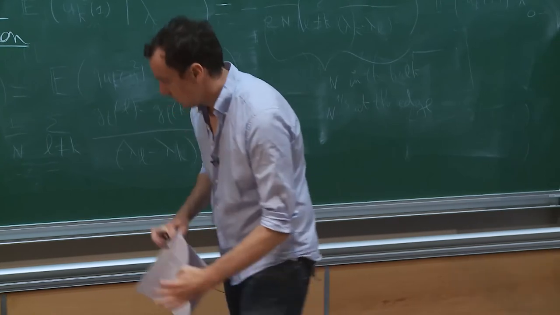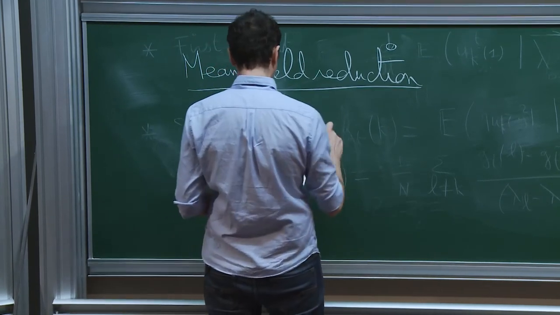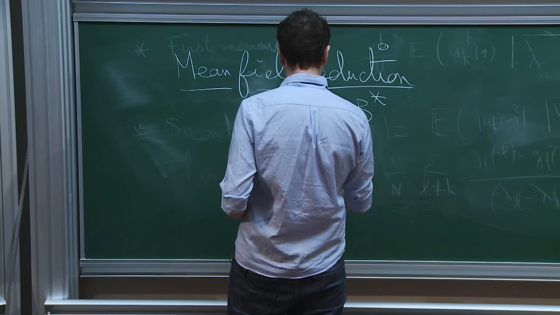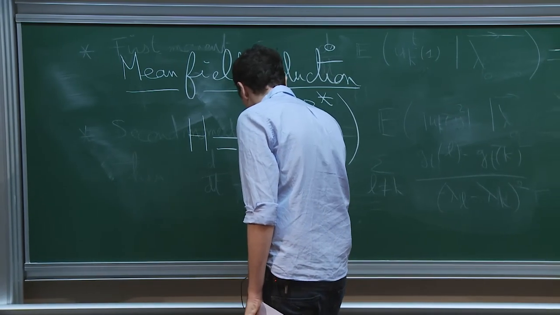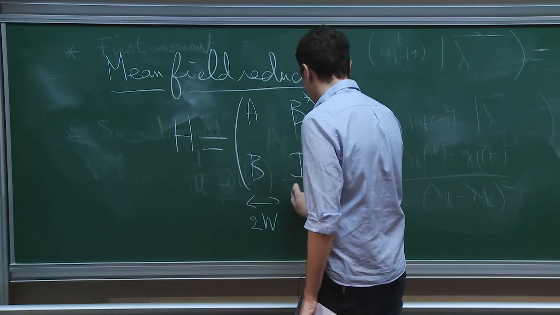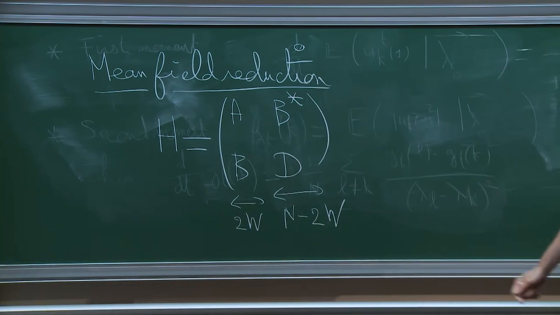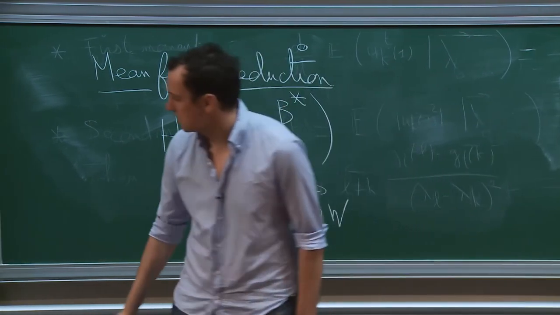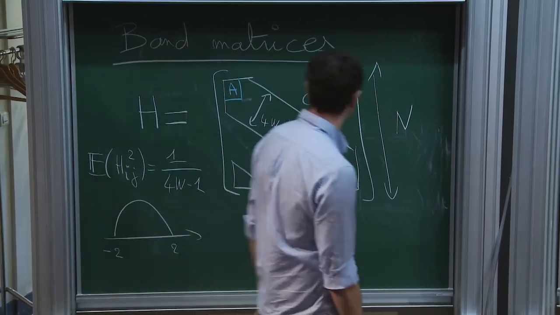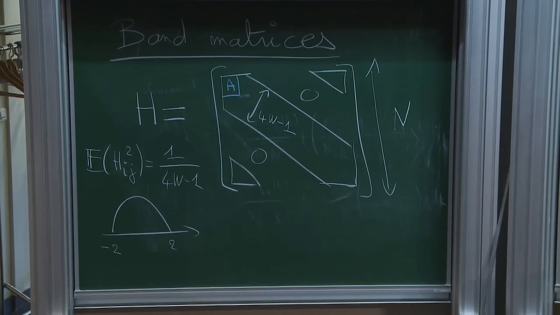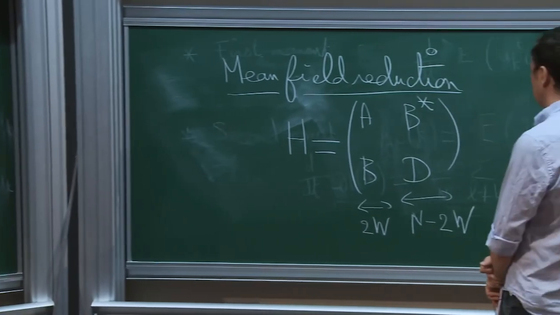You have your matrix. Let's call this matrix H. Let's call it A, B, B star, and D, where I'm going to take this block A of size 2W and this one of size n minus 2W, obviously. So one way to think about it is that my A is this one, and it's a complete one.